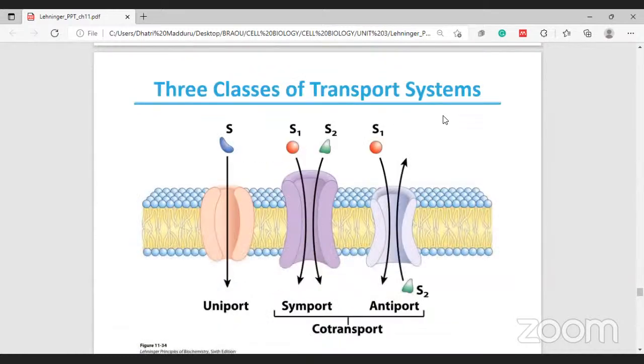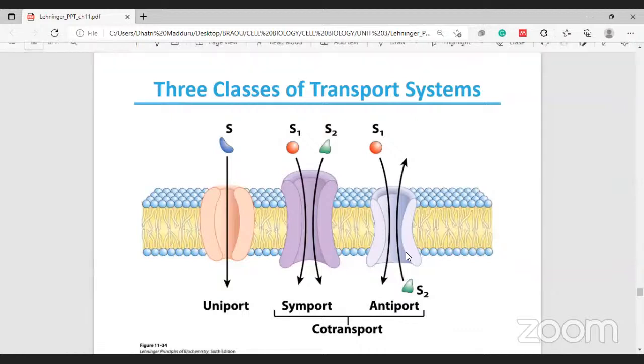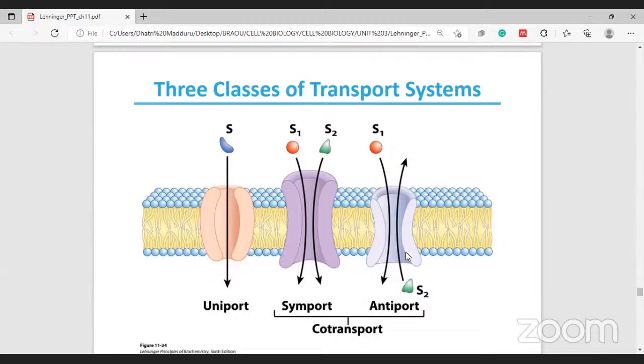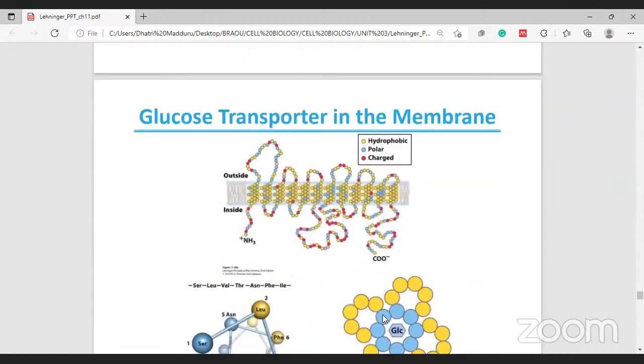There are three types of transport systems: uniport, symport, and antiport. Uniport means only one molecule moves in one direction. Symport means two molecules move in the same direction simultaneously. Antiport means two molecules move in opposite directions simultaneously. That means if one molecule is coming inside, that is helping the other molecule get outside. Symport and antiport can be called co-transport, because two molecules are transported at the same time.